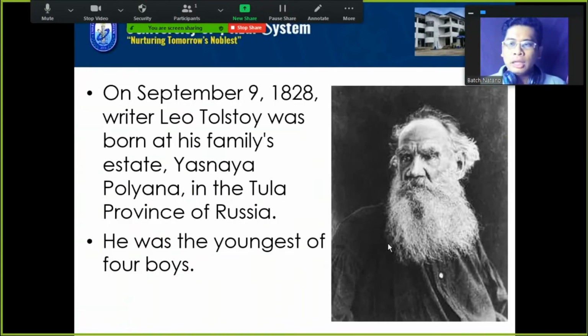Okay, so yes, Ime, it's hindi gawa-gawa lang but yung na-experience talaga nila. Exactly. Okay, so Leo Tolstoy was born on September 9, 1828. He was born at his family's estate sa kanilang lugar sa Yasnaya Polyana in the Tula province of Russia. He was the youngest of 4 boys. Okay?